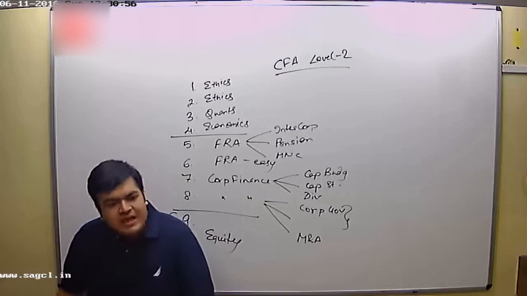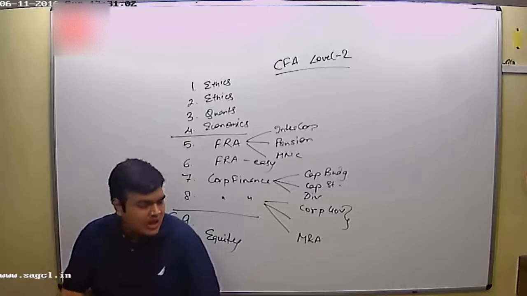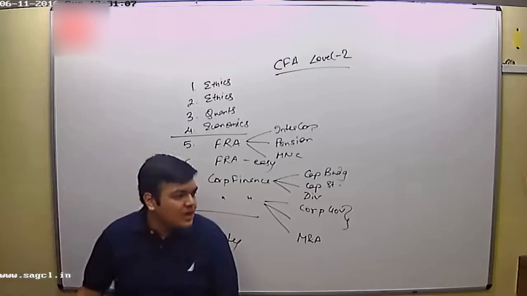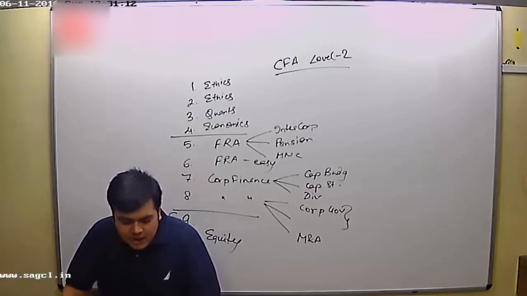I generally start with the dividend ka chapter only. I start with the second half of equity, I start iske beech mein, then I do this, then I come to the first part. It's easier for you to understand that way. So I'll go in that order when I'll do equity. So you have the DDM model and industry valuation in the second study session.